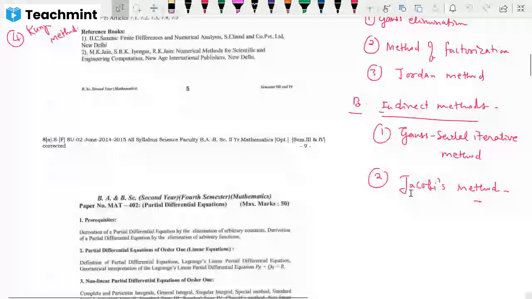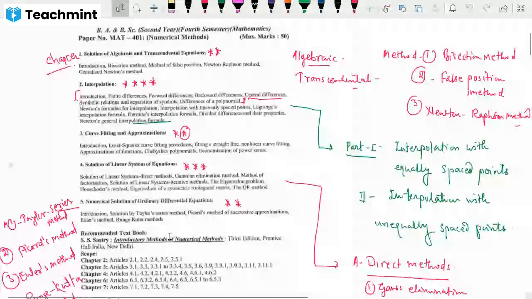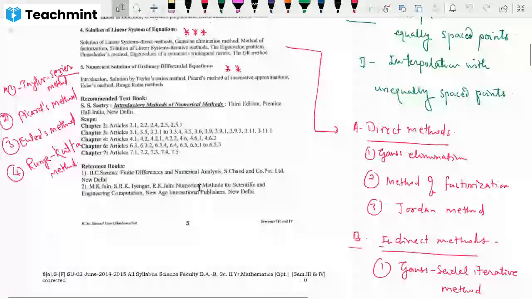And chapter number 5, that is numerical solution of ordinary differential equations. In that you will see in total 4 methods, not 4 but 5, because modified Euler's method is also there. In the third method there are 2 sub methods, you can call it that. And in the fourth method also there are Runge-Kutta fourth order and second order methods. So in total there are 6 methods to solve ordinary differential equations numerically. That was the last chapter.